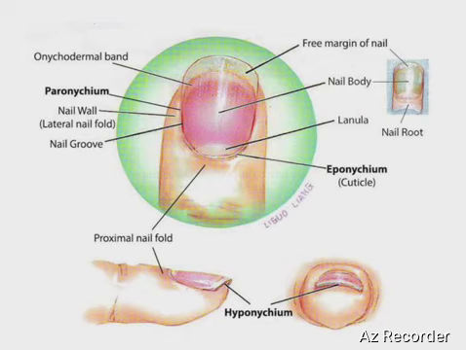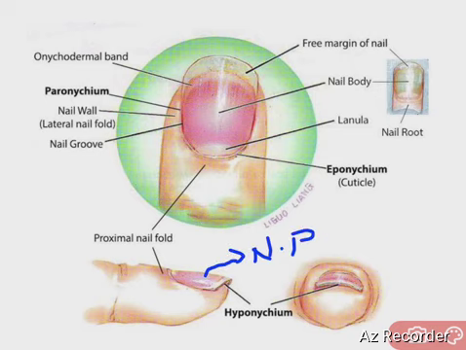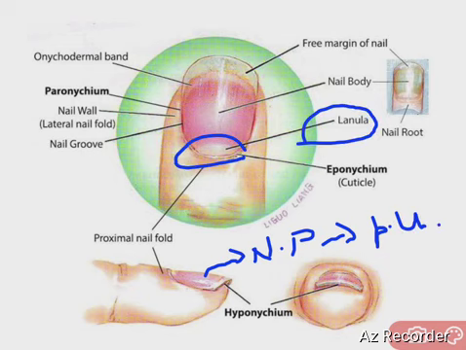This slide shows parts of the nail. Here you can see the nail blade. The nail blade lies over the nail bed. The nail bed is richly vascular, so it appears pink. Here you can see a moon-shaped crescentic whitish area called the lanula or lunula.